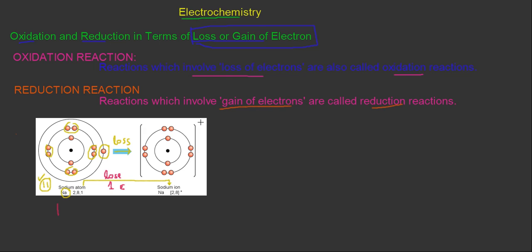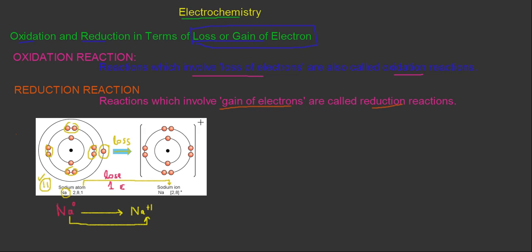Now in this case, as you can see, the sodium atom in the atomic state has 0 charge. It is chargeless. But after the loss of 1 electron, it is converted into a sodium ion, which has a positive 1 charge. So it means that this sodium atom is converted from 0 to +1 state.